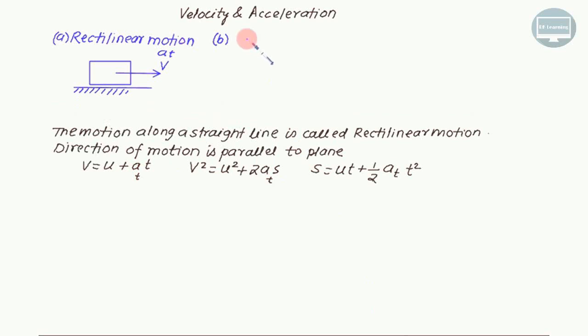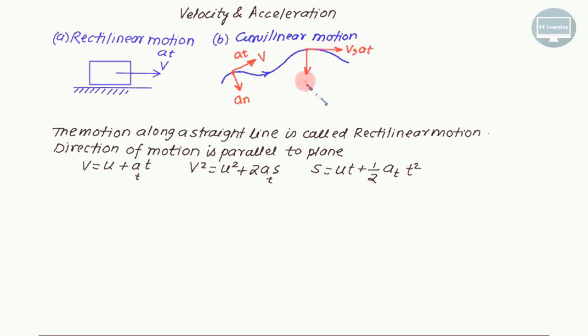The second motion is called curvilinear motion. In curvilinear motion, the particle can describe any path, that is, along a curve. Suppose we consider this path. At this point it has a tangential velocity in this direction. So it has a tangential component, and it has a normal component. But when the particle comes to this point, it has a tangential velocity in this direction. Same will be the direction of tangential velocity, and the normal direction will be like this.